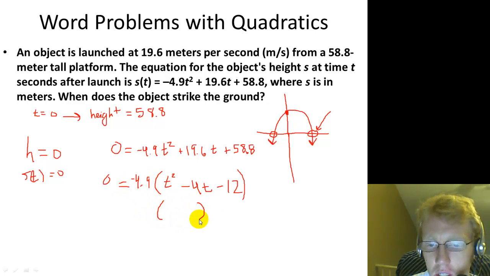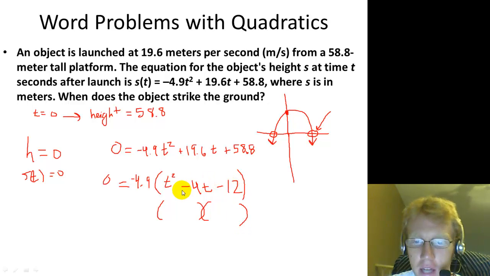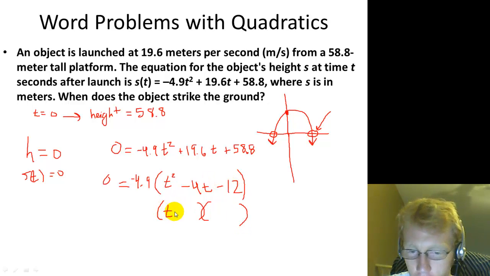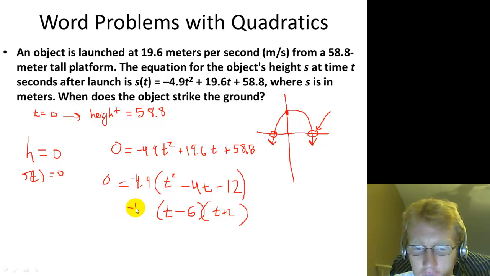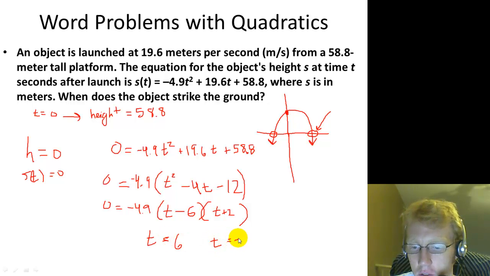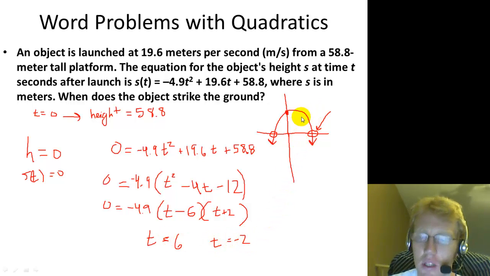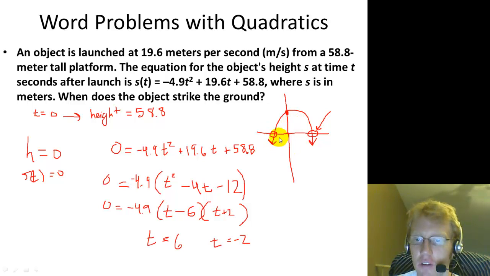And we can further factor this part by looking for two numbers that multiply to negative 12 and add up to negative 4, and you should be able to see right away that that's going to be t minus 6 and t plus 2, and we still have the negative 4.9 and 0. So our solutions here are going to be t equals 6 and t equals negative 2, which are exactly what our graph shows us. Maybe not the numerical values, but the concept. Here we have a positive value, here we have a negative value.